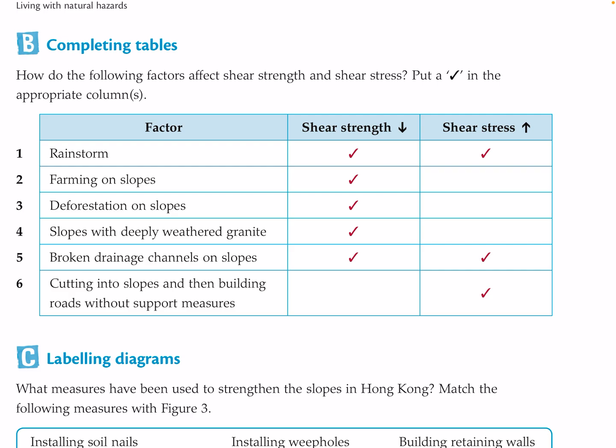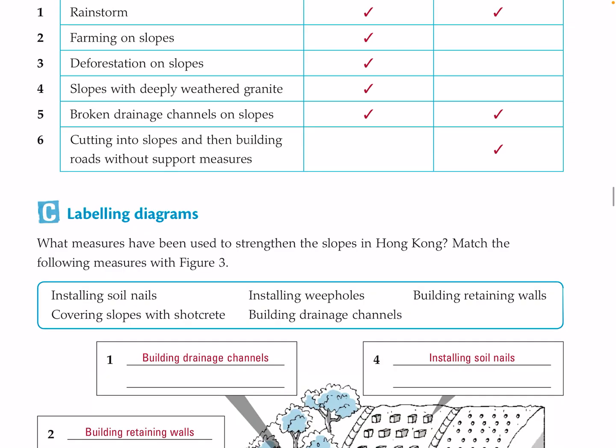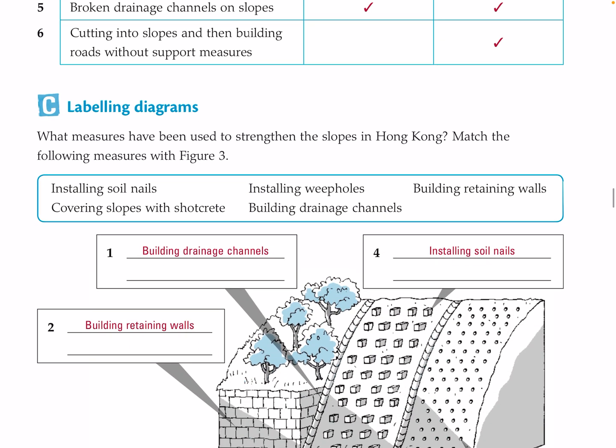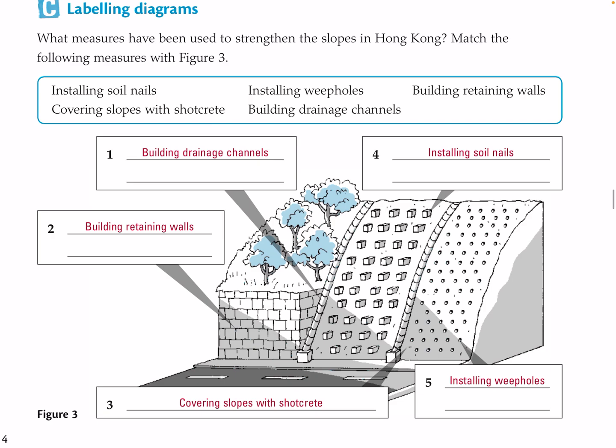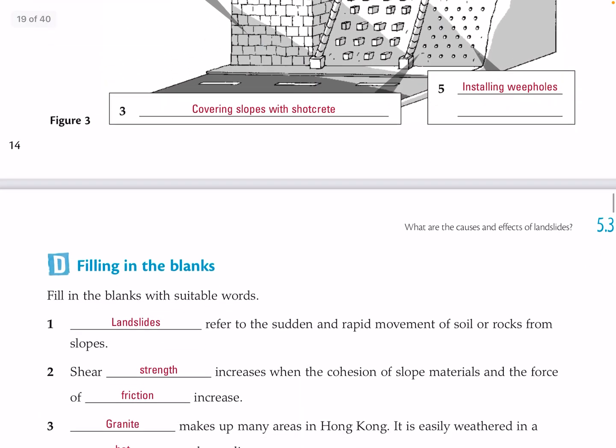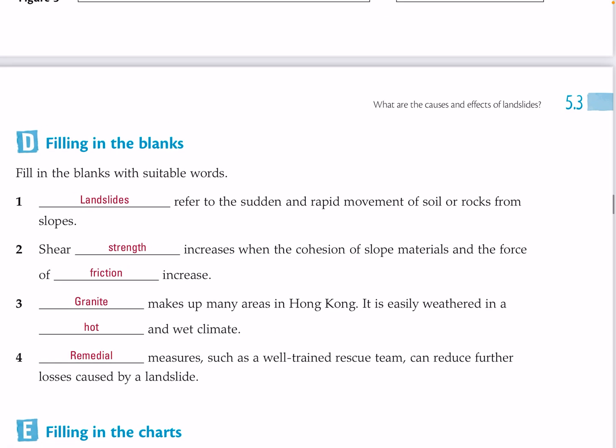Okay, cutting into the slope, then building the road without support measures. It also enhances the stress because the slope is steeper. Okay, building a drainage channel can reduce the water going into the slope, and building the retaining wall can reinforce the slope structure. So now the structure will be stronger. Shotcrete, the structure will be stronger. Weep hole, reducing the water going into the slope. Okay, then fill in the blanks again.